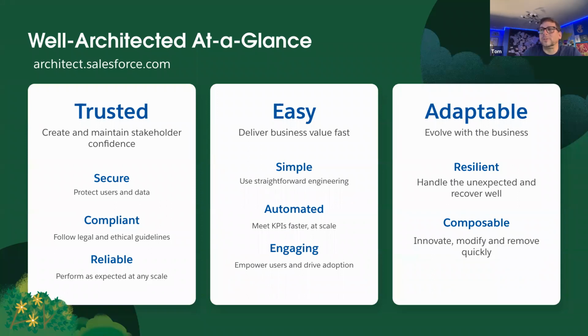So our three pillars, we've got trusted, and these are in order based on how important they are. So obviously, if your solution is not trusted, it's not going to matter if it's easy or adaptable. So the first thing we want to do is make sure that our stakeholders are confident that the solution is going to do what they need it to, that their data is going to be protected, that it's going to be compliant with local regulations, and also that it's going to perform the way that they expect it to and be available.